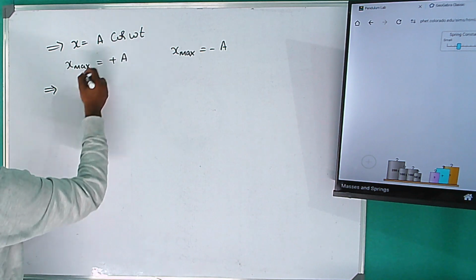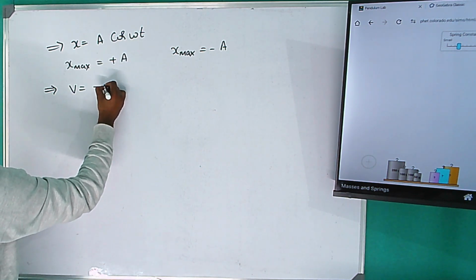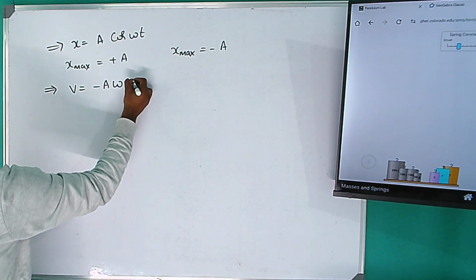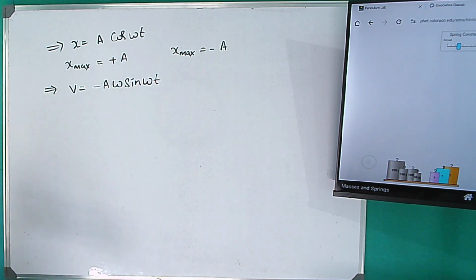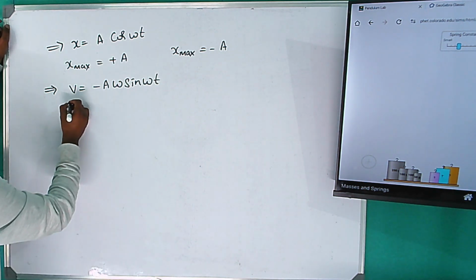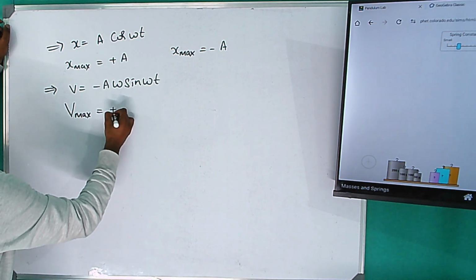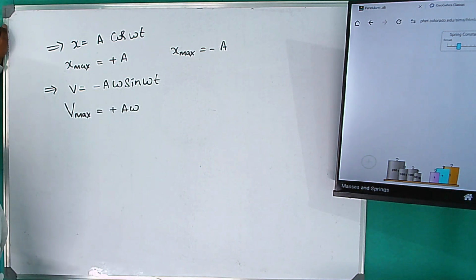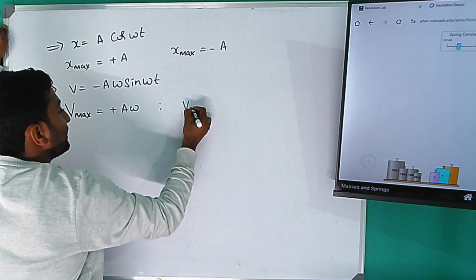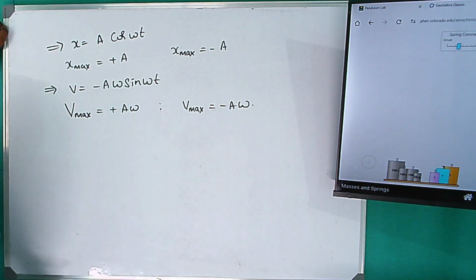If this is the equation of displacement, then the velocity is given by minus a omega sine of omega t. Velocity is a sinusoidal curve, you have already seen. Then the maximum value of speed, Vmax, is equal to plus a omega. And the minimum value of the velocity is equal to minus a omega.